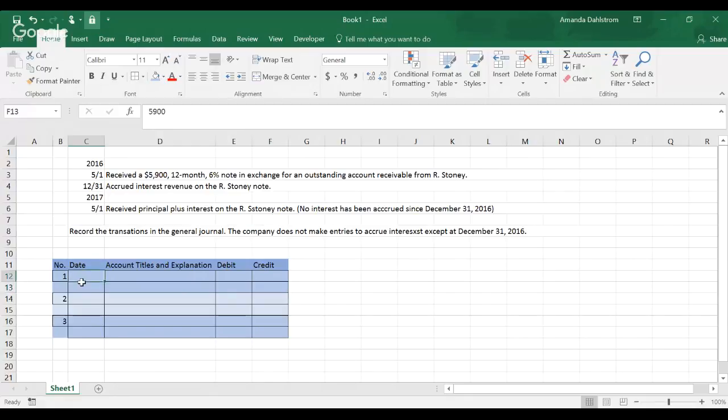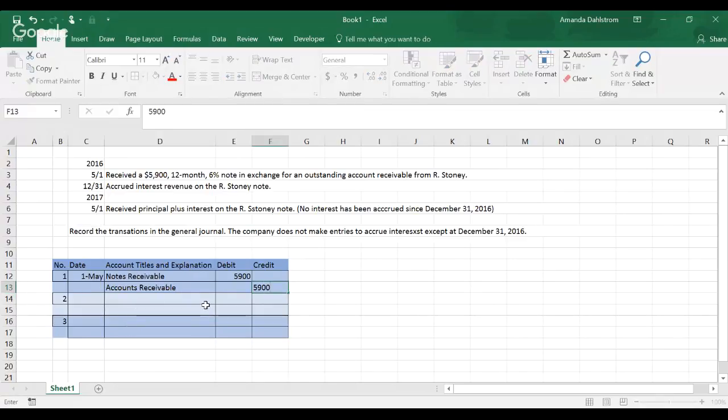So to start, we'll go ahead and put our first entry. It's going to be for May 1st. And we're going to debit notes receivable for the $5,900, and we're actually going to credit accounts receivable here because the note is replacing the accounts receivable.